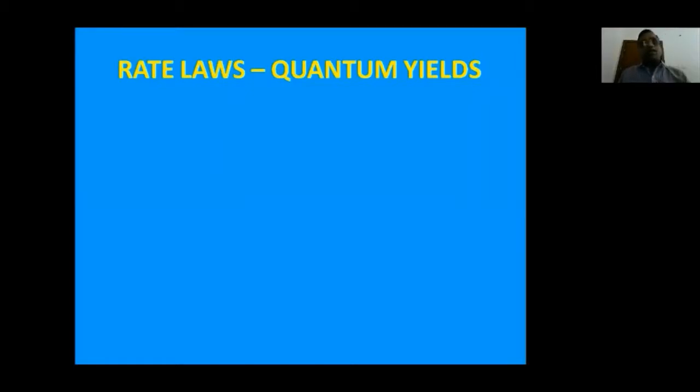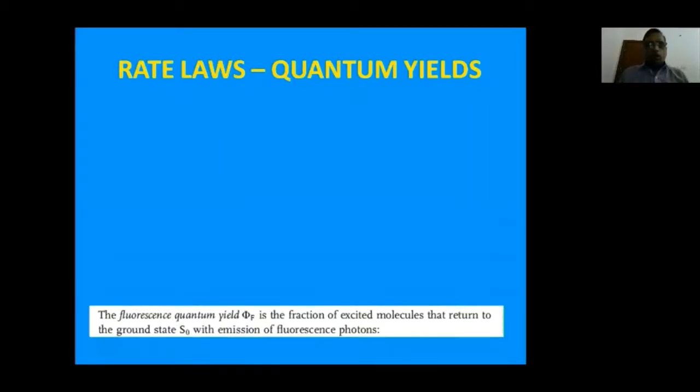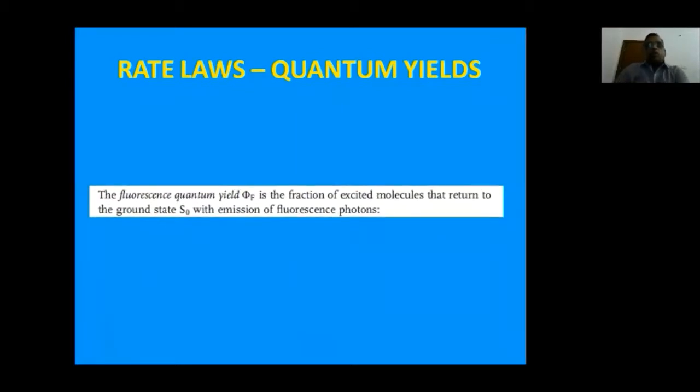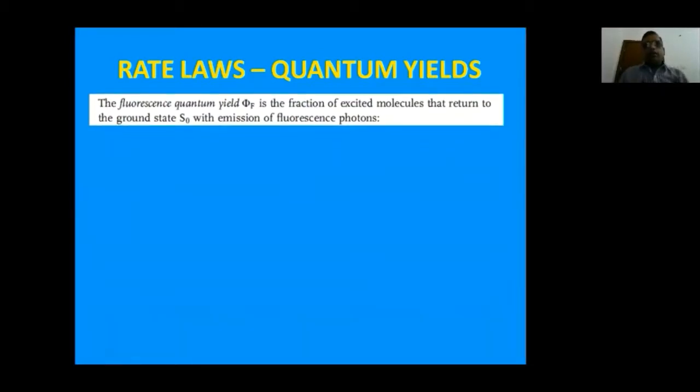Now, how do we connect quantum efficiency to rate laws? Fluorescence quantum yield: what is the quantum yield? It is basically light emitted by the sample divided by light absorbed by the sample. Otherwise, in general, it is output divided by input. That is how you represent any efficiency, for example, output divided by input. Here we are referring to fluorescence quantum efficiency. It is the light emitted by the sample divided by the light absorbed by the sample. That is your quantum efficiency.